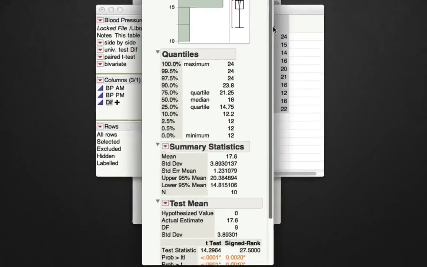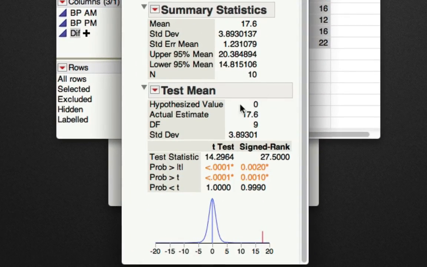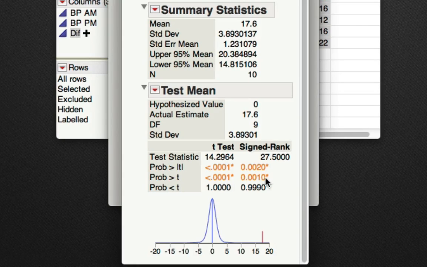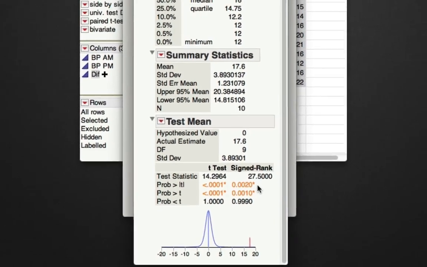When I hit OK, our hypothesis tests are printed out at the bottom. Our hypothesized value of 0 and our actual estimate, our degrees of freedom and standard deviation of the difference scores. Our t-test showed significant evidence, the same p-value and t-ratio as before, and the non-parametric signed rank test showing essentially the same level of evidence against the null hypothesis that the population mean difference is actually 0.